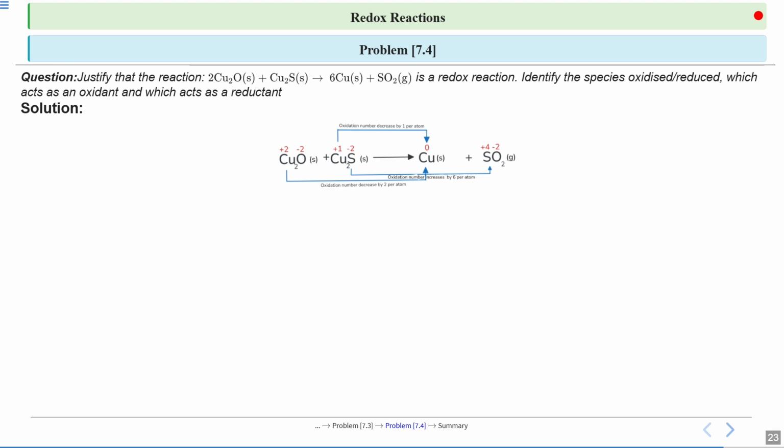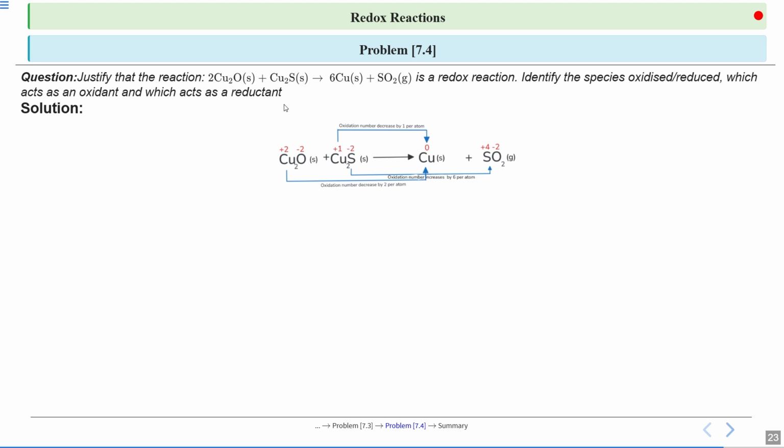Here in Cu2O, the oxidation number of copper is plus 2, while that of oxygen is minus 2. In Cu2S, the oxidation number of copper is plus 1, while in sulfur it is minus 2. In the products, the copper has an oxidation number of 0, while in sulfur dioxide, sulfur has an oxidation number of plus 4 and oxygen has an oxidation number of minus 2.